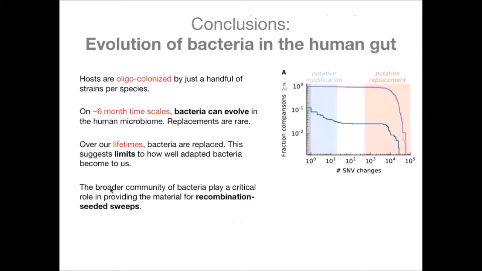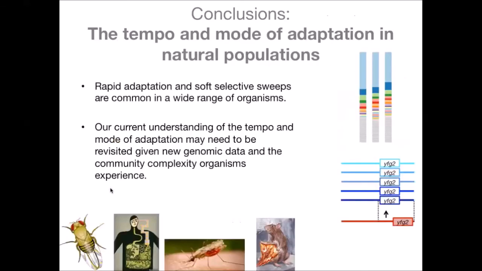And more broadly, going back to my broader mission, which is to study evolution in natural populations, it seems that rapid adaptation and soft selective sweeps are common in a wide range of organisms. And our current understanding of the tempo and mode of adaptation will need to be revisited given new genomic data and the community complexity that organisms experience. And so I do believe that we are still very much at the beginning of this journey, especially with regards to the human microbiome, where we're just starting to see that there's evolution happening on such short timescales, but there's just so much more to understand.